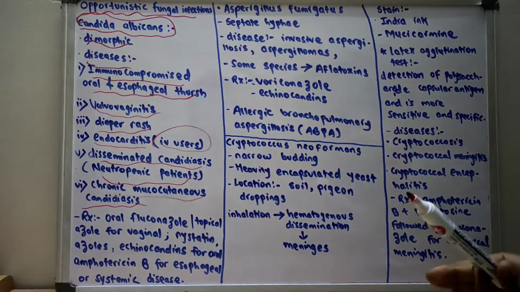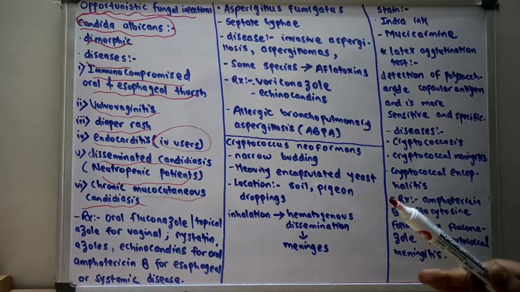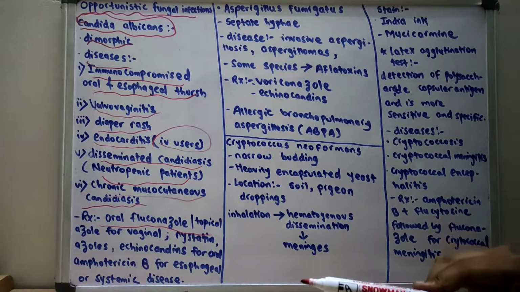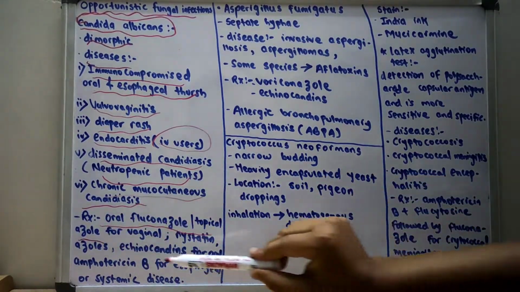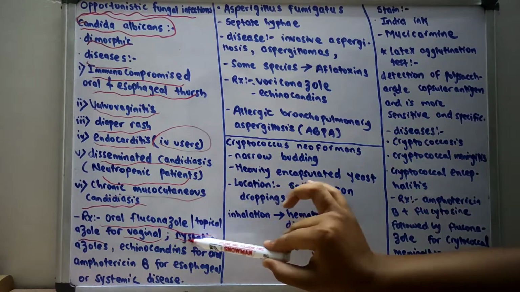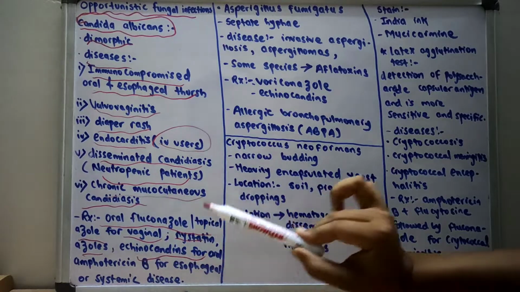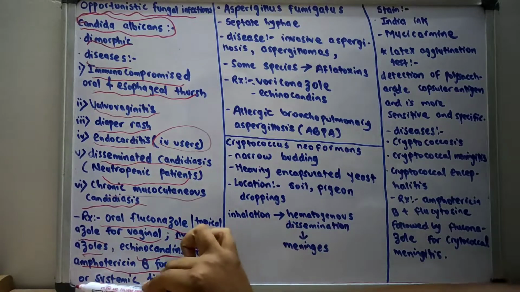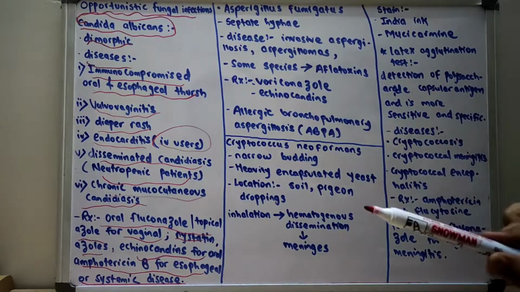So what is the treatment for Candida albicans infection? We treat it with oral fluconazole or topical azoles for vaginal candidiasis, nystatin, azoles or echinocandins for oral candidiasis, and amphotericin B for esophageal or systemic disease.